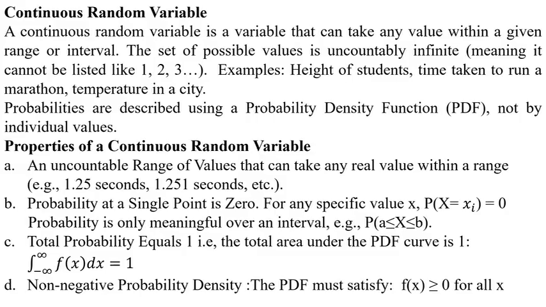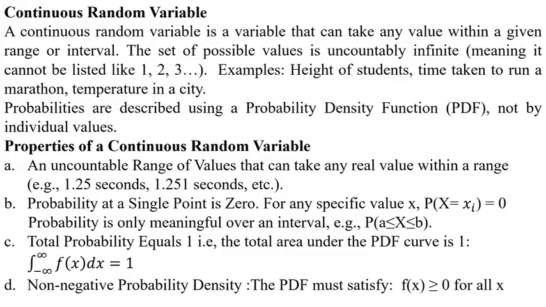What are the properties of a continuous random variable? The properties: 1, we said discrete random variables are countable, while a continuous one has an uncountable range of values that can take any real value within a range, for example 1.25 seconds. Maybe the time taken to run a marathon, 1.251 seconds, within a range. The probability of a single point is 0.